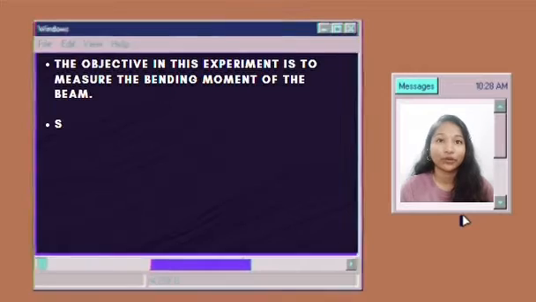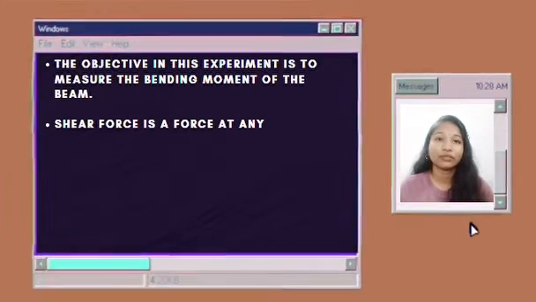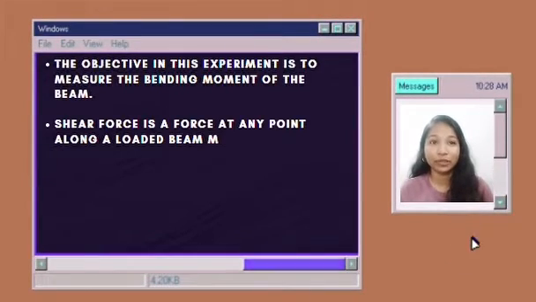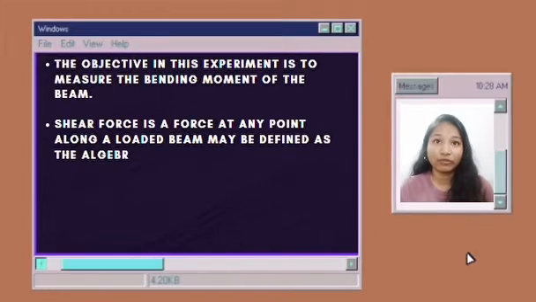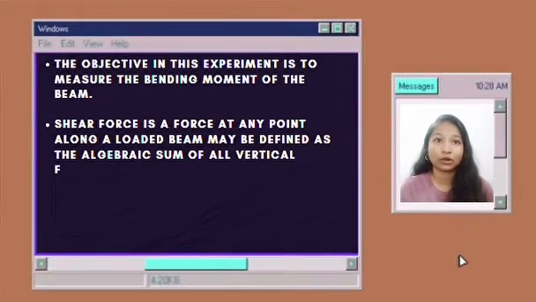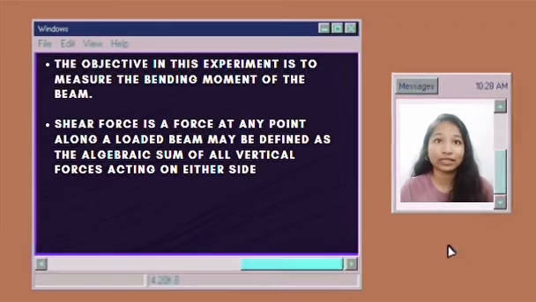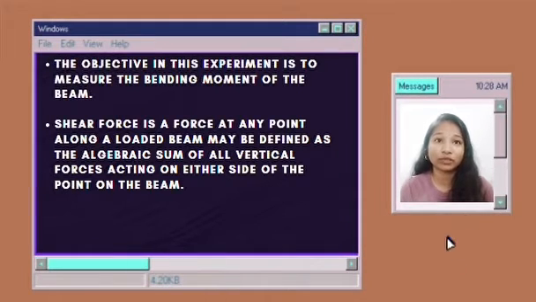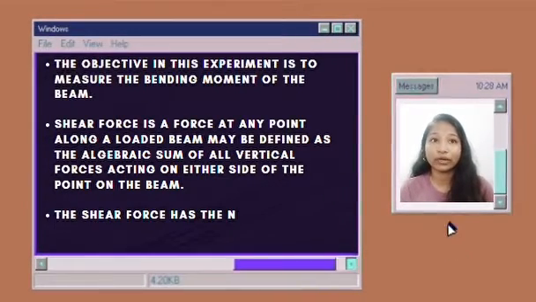I'll be explaining the introduction and also the theory. For the introduction part, the objective in this experiment is to measure the bending moment of the beam. Shear force is a force at any point along a loaded beam, which may be defined as the algebraic sum of all vertical forces acting on either side of the point on the beam.